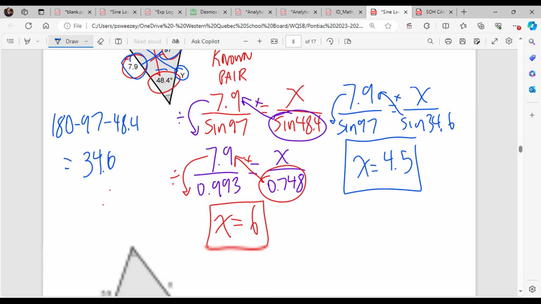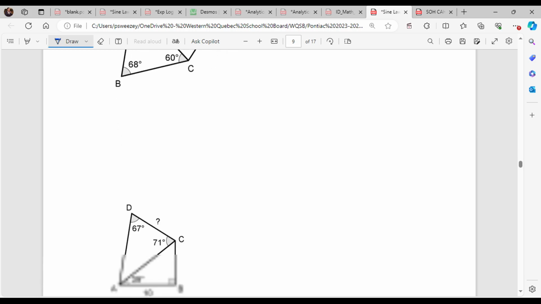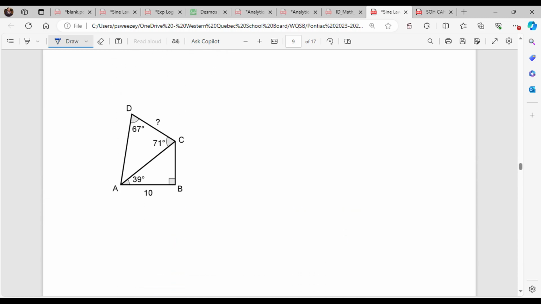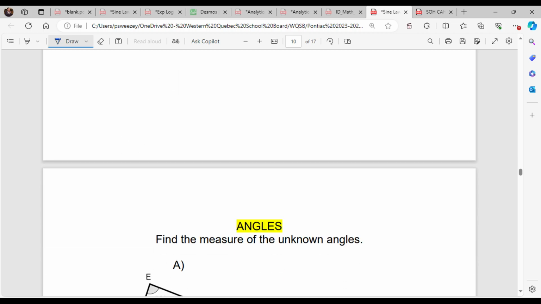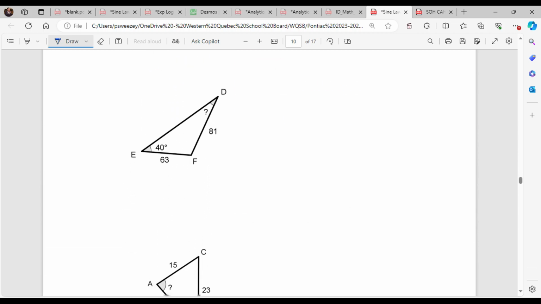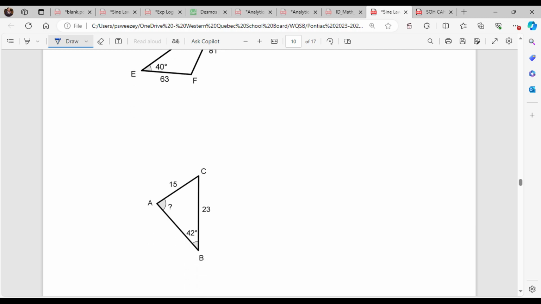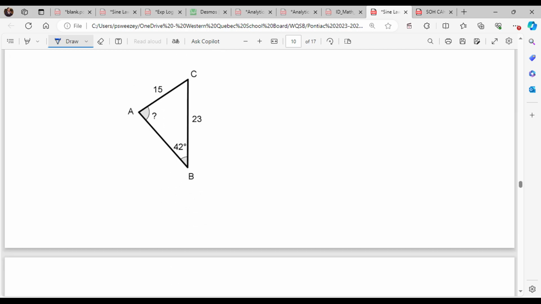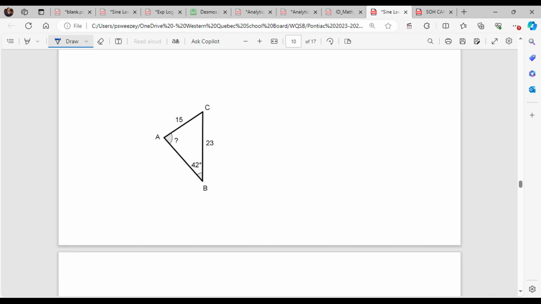Okay? All right. So that was side lengths. You can look at some of these guys here. We'll get into more of that later. Let's just talk about finding an angle now. So we'll start on this guy right here. So the same formula applies. It does not change at all, right? A over sine A is equal to B over sine B.